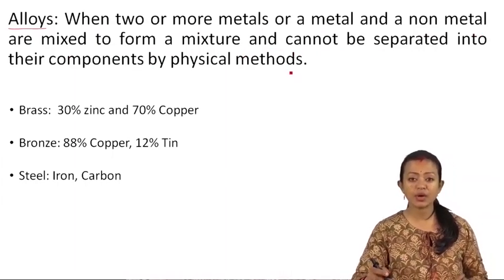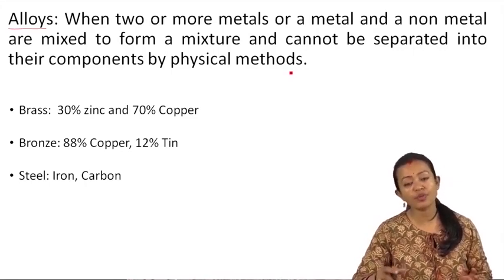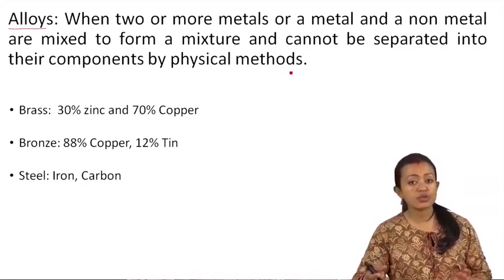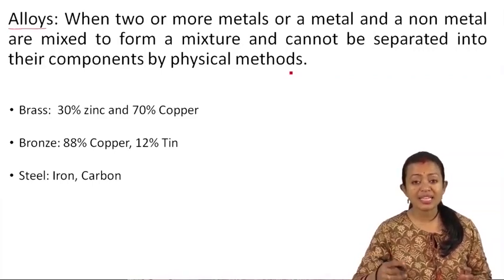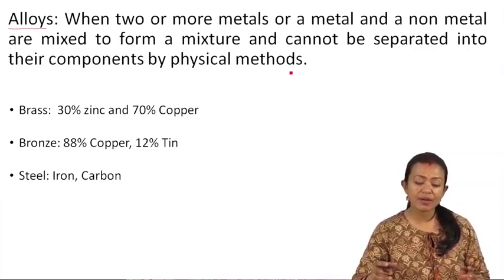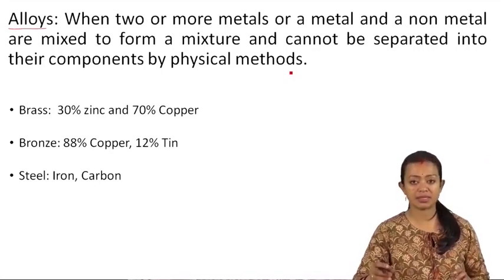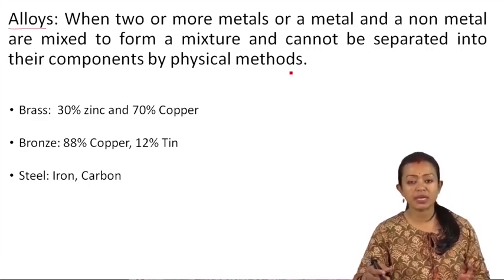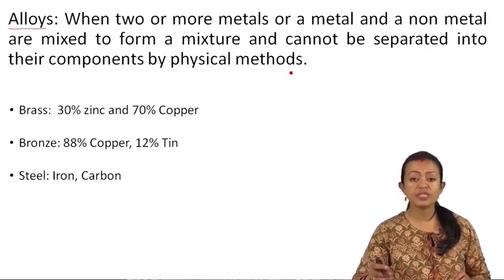So what happens in an alloy? In there you will find two or more metals mixed together, or you will find a metal and non-metal mixed together to form a homogeneous mixture such that they retain their properties, but they cannot be separated by simple physical methods. You cannot separate the components into their different components through physical methods.